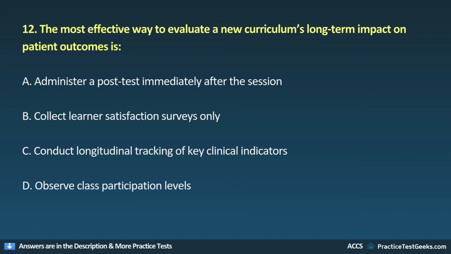12. The most effective way to evaluate a new curriculum's long-term impact on patient outcomes is: A. Administer a post-test immediately after the session. B. Collect learner satisfaction surveys only. C. Conduct longitudinal tracking of key clinical indicators. D. Observe class participation levels.